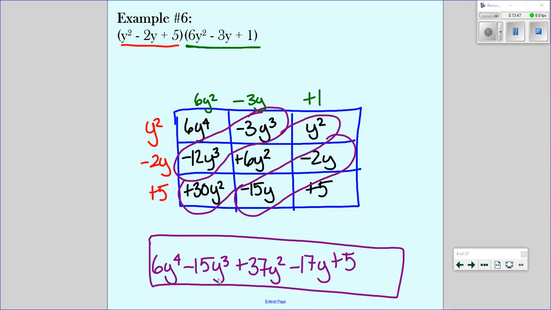So then once I get to the end, I have 6y to the fourth, negative 15y to the third, plus 37y squared minus 17y plus 5. That's all there is to it. If you do the box method with these kind of problems, with multiplying trinomials with trinomials, or binomials with trinomials, it looks easier, and there's less chance for sign error. And of course, answer in standard form.